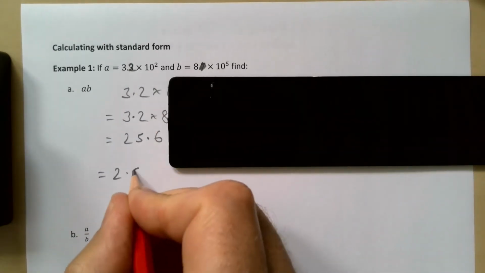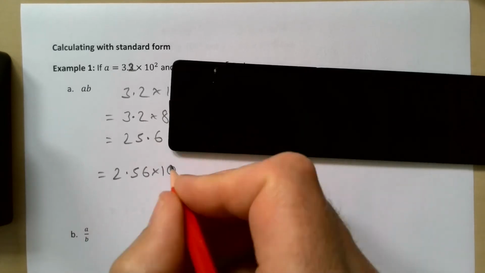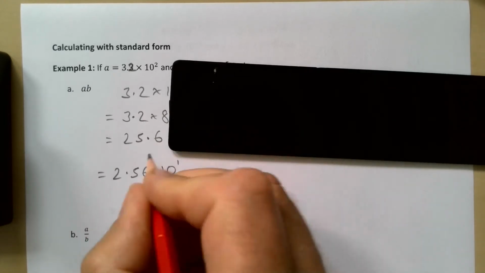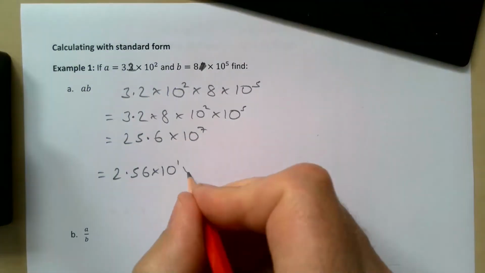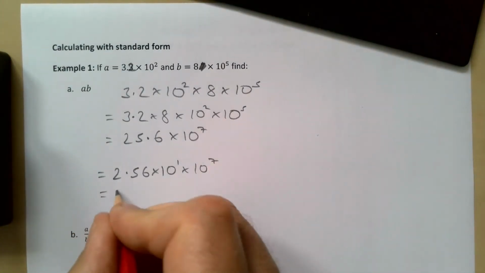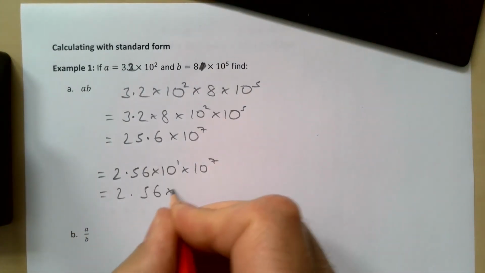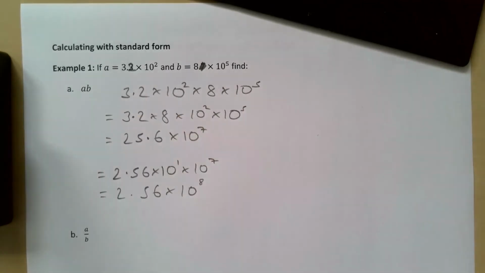It's 2.56 times 10 to the power of 1. So this here is the same as this. This is the hard bit. And then that's times 10 to the power of 7. That gives me then 2.56 times 10 to the power of 8. And that's what you get whenever you multiply those out.